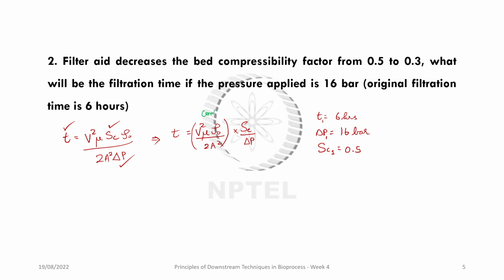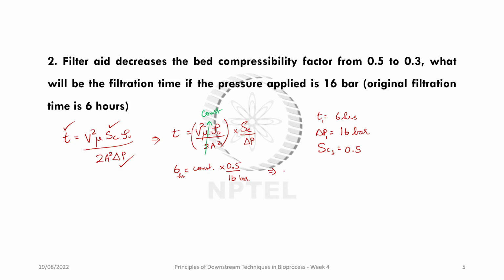So let's call this constant. Right, so I'm going to substitute the values for this. So 6 is equal to this constant into what is SC? 0.5 divided by delta P, which is 16 bar. I'm not putting the units here. 6 is in hours, 0.5 is compressibility, and 16 is in bar.